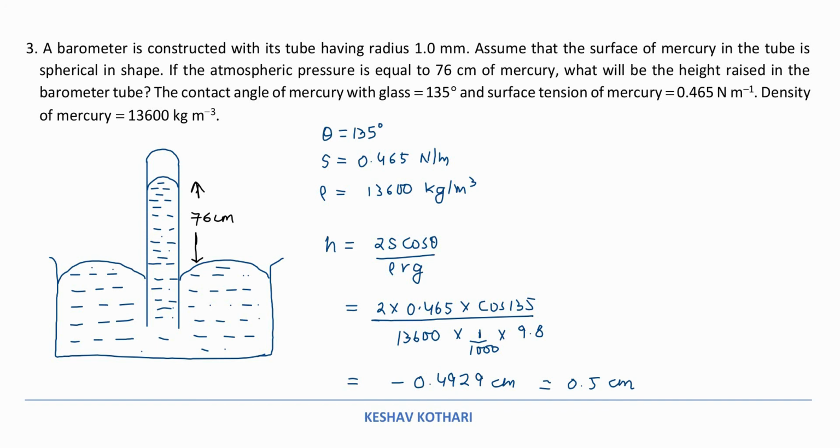So if 0.5 centimeter is the dip in the mercury level, the problem is asking what will be the height raised in the barometer tube. If we would have ignored the capillary dip, then the height would certainly be 76 centimeter. But because of this, the effective height is equal to the barometric height, which is 76, minus the dip which is taking place. The value is already in negative aspect, that is 0.5. So it is 76 minus 0.5, and we get 75.5 centimeter of mercury.